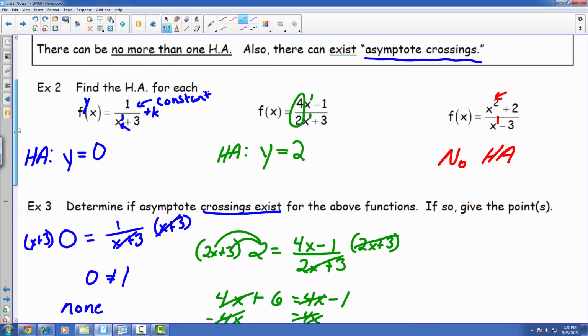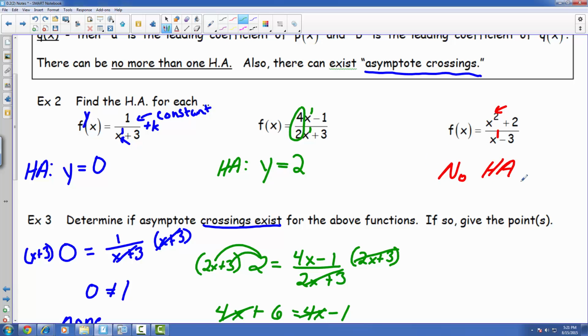For the last one, since it didn't even have a horizontal asymptote to look at, we don't even have to worry about trying to figure out where that crossing is. So again, that is example 3 from the 0.2 number 2 set of notes.